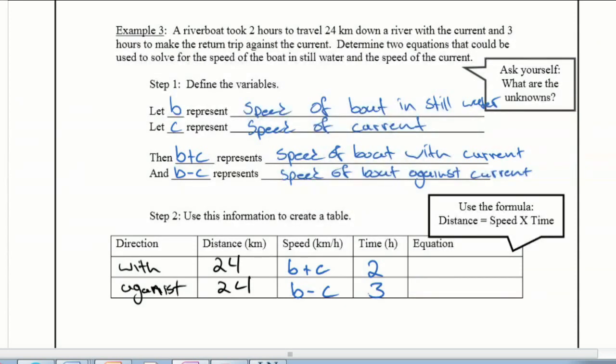This is perhaps the tricky bit. We're going to take the time we traveled, multiplied it by the speed, so we're going to use the speed times time to give us a distance. Why are we interested in the distance? Well, we know the distance is 24. So if we take 2 times the boat plus the current, that's going to give us 24. If we take 3 hours with the boat minus the current, that's going to give us 24.